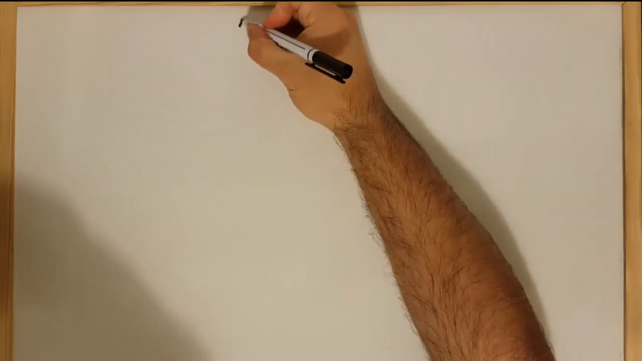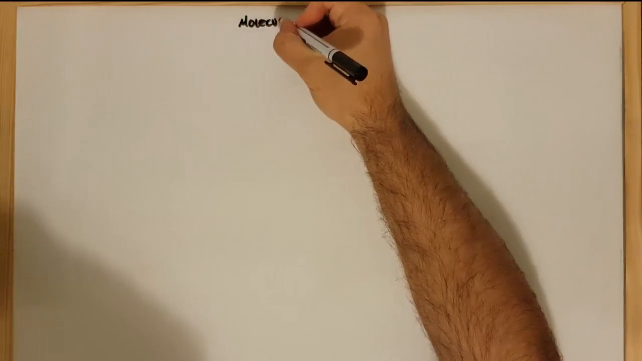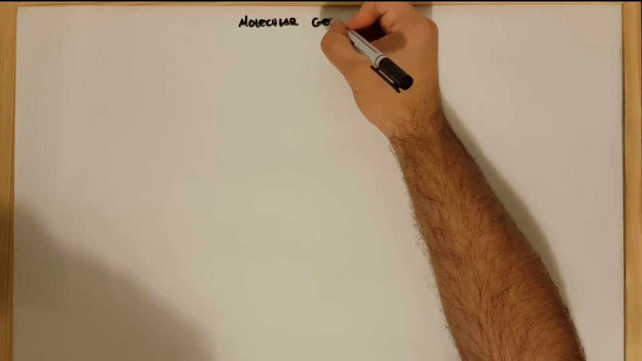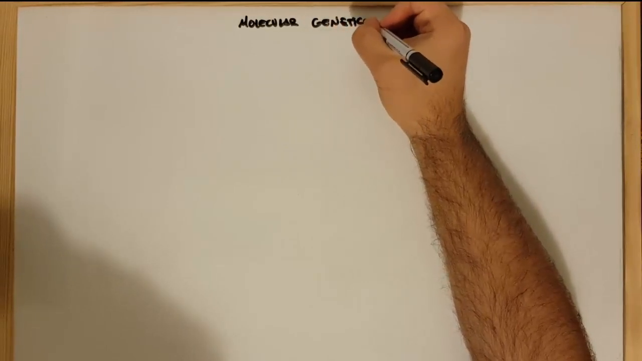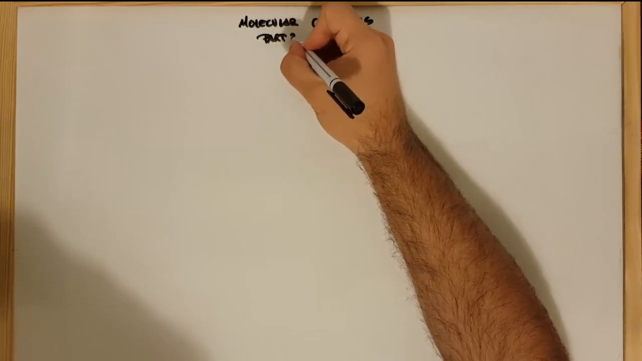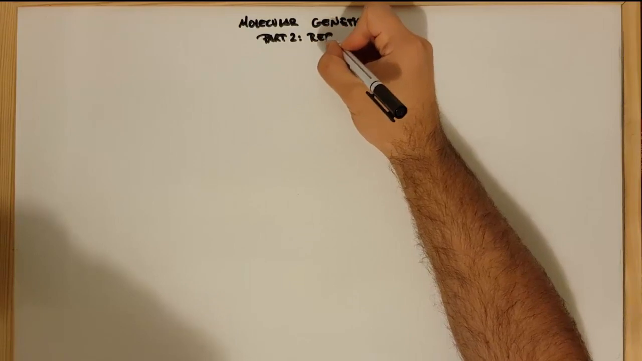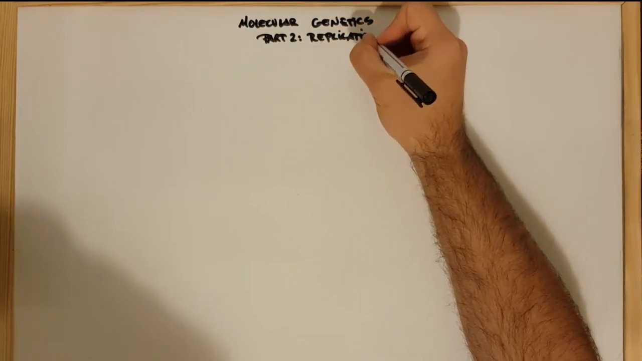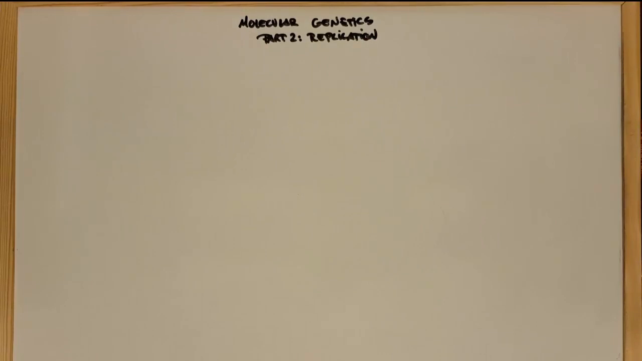Okay, so welcome back. Now we're going to see the first part of molecular genetics. That part is called replication, as I explained in the first video. Okay, so molecular genetics, part 2 actually, because part 1 was the review, and it's going to be called replication. Replication is the process by which we're going to get more DNA.